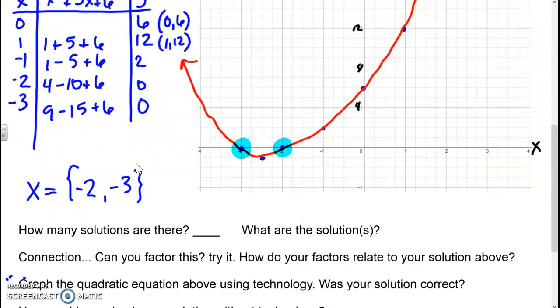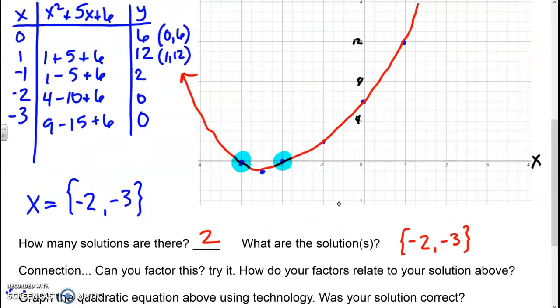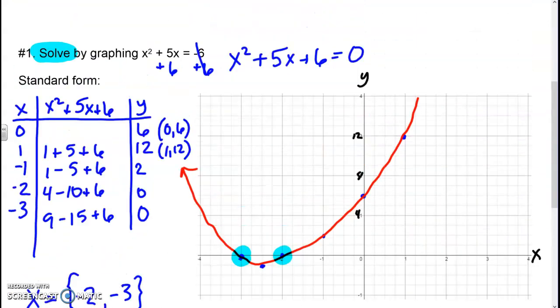Let's answer these questions together. How many solutions are there? Well, if you look at the places where it crosses the x-axis, there are 2. What are the solutions? Well, we wrote that up there, but I can write it again. Right. Can you factor this? Okay, let's try. Going back to the top and see if you can factor that quadratic.